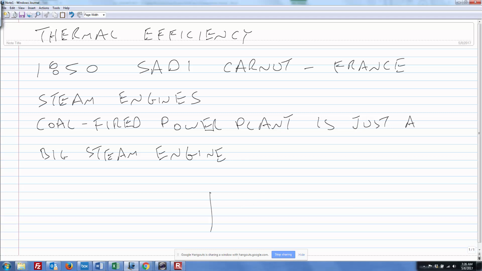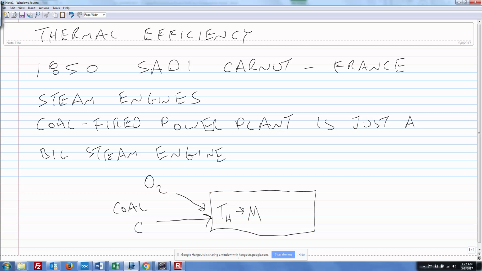So what happens in a coal-fired power plant is coal comes in, and coal is mainly carbon. Carbon comes in, oxygen comes in, it gets hot, it goes to some temperature. This makes mechanical energy, and that makes electrical energy, and then out comes the electron.